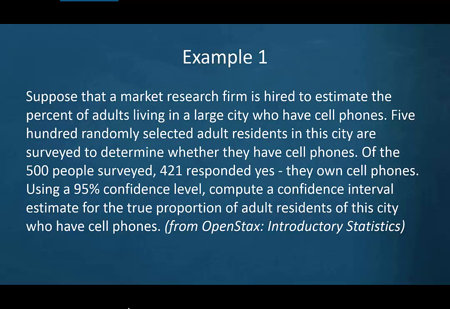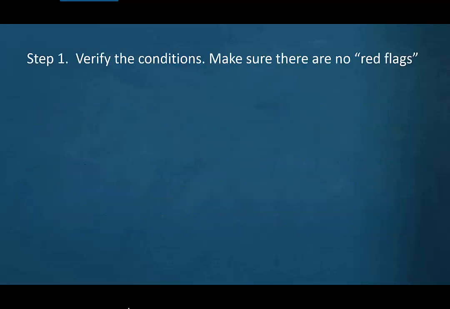Okay, step 1, we're going to verify our conditions, making sure there are really no red flags, particularly on that third condition. So was this a simple random sample? Yes, it says that 500 adults were randomly selected. We have to assume it's a simple random sample. Number 2, is 500 less than 10% of the total population? Yes, it says it was sampled from a large city.